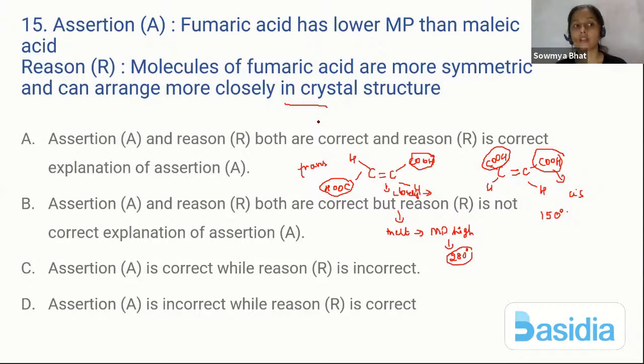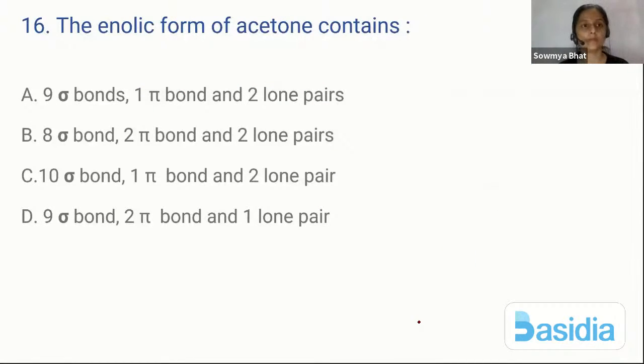The reason is correct, but the fumaric acid has higher melting point than the malic acid. So assertion is wrong, but the reason is correct. So the correct answer would be option D. So we have the next question here.